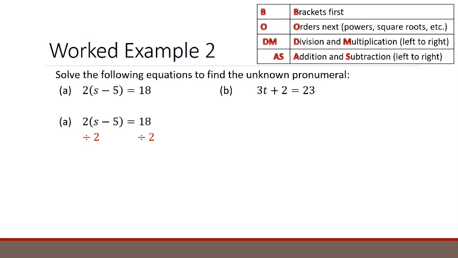When we divide the left-hand side by 2, we're left with what's inside the brackets, which is simply s minus 5. And on the right-hand side, 18 divided by 2 is 9. Now we want to move all the numbers to the right, so we're left with the pronumeral by itself on the left. So we want to add 5 to both sides. When we do that, on the left-hand side we have s, on the right-hand side 9 plus 5 equals 14.